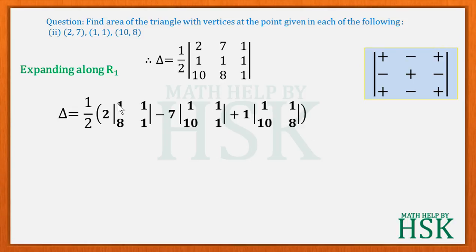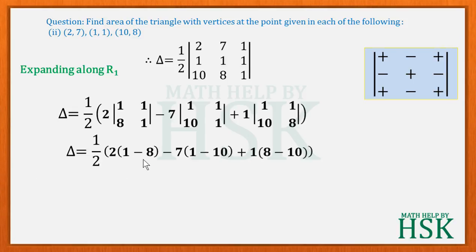Okay, so this will be equal to 1 minus 8, this will be equal to 1 minus 10, this will be equal to 8 minus 10. So we are going to get the value of the area of the triangle as equal to 1 by 2 times 2 into 1 minus 8 minus 7 times 1 minus 10 plus 1 into 8 minus 10.